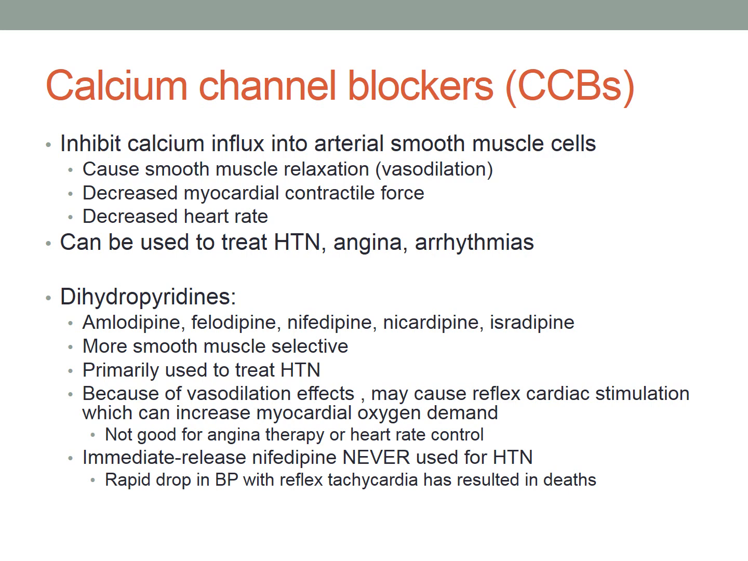And these medications, the dihydropyridines, they're more smooth muscle selective. So these drugs are primarily used to treat hypertension versus the angina and arrhythmias.